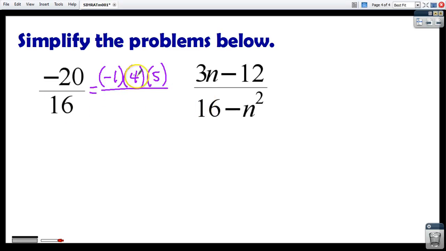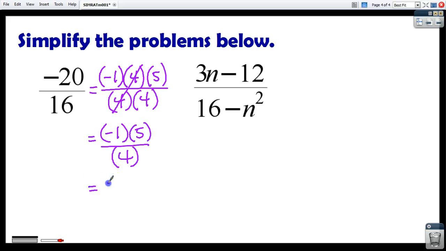Now, 16, if we're going to try to cancel things out, I'm thinking the best breakup for the factors would be 4 times 4. That way, this 4 can cancel with one of these. And when I put it back together again, I get negative 1 times 5 over 4, which just becomes negative 5 over 4. Now the thing to pay attention to here is how we took that factor of negative 1 out of the problem, kind of left it to the side and then reincorporated it back in. Similar thing here. Let's take a look.